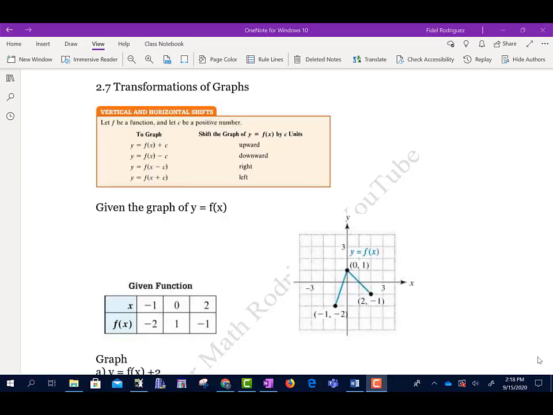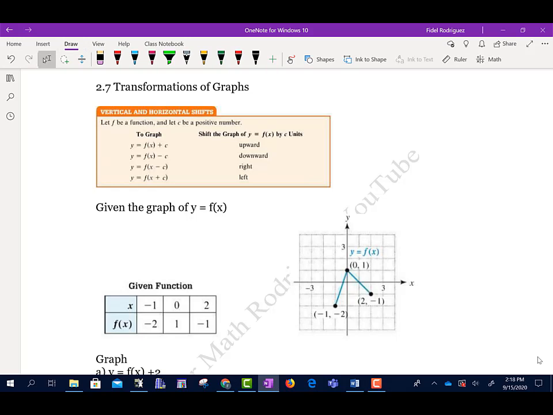Section 2.7 talks about transformations of graphs. And so we're going to first talk about these things called vertical and horizontal shifts. And it says, let f be a function, let c be a positive number. So number c is going to be positive.